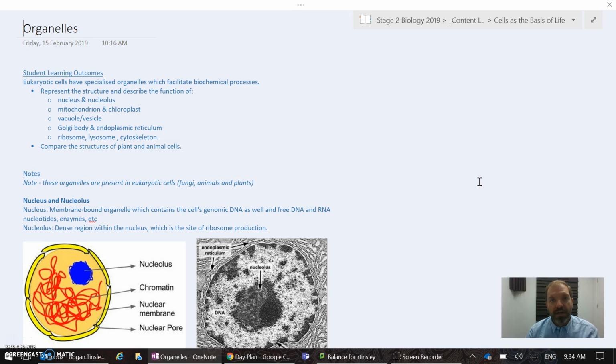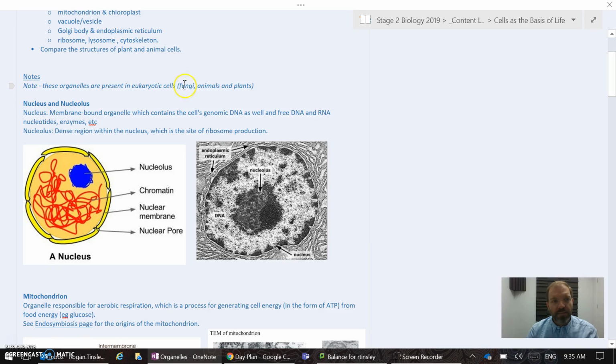As part of that, though, you need to have a pretty good background and understanding of all the different organelles and parts of the cell. So in student learning outcomes, we're focusing here on eukaryotic cells and some of the structures within them. Now remember, eukaryotic cells have membrane-bound organelles, and most of what we're talking about here is membrane-bound organelles, although obviously ribosomes and cytoskeleton don't come into that category, but most of the other ones here do.